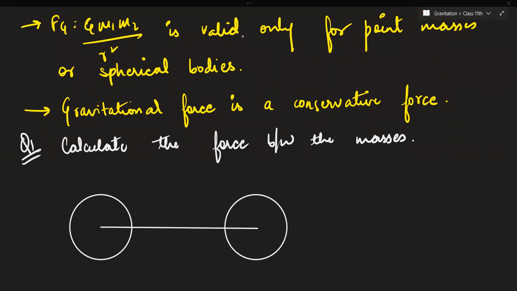Okay, one more thing, class. This R is measured from the center of both the masses or the point charges. If it's a spherical body, then from the center. Even if it's a point mass, from the center only. This is what R is.